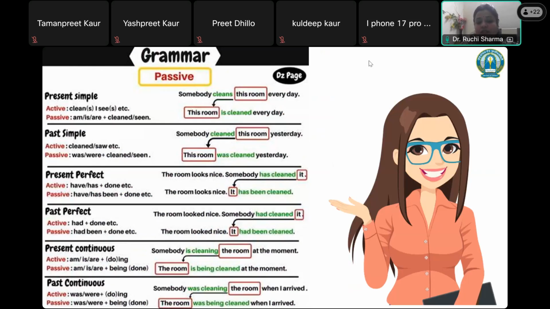Now the present continuous sentence that is there: somebody is cleaning the room at the moment. So the room is being cleaned at the moment. And in past continuous tense, you have was, were plus doing. So somebody was cleaning the room when I arrived. Was, were plus being done. The room was being cleaned when I arrived. Okay. Do you see that?